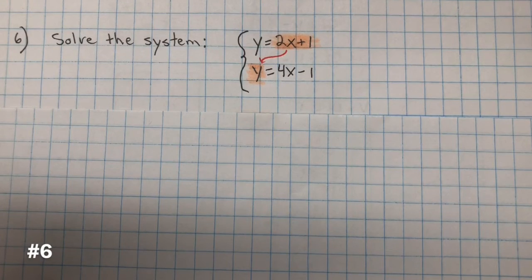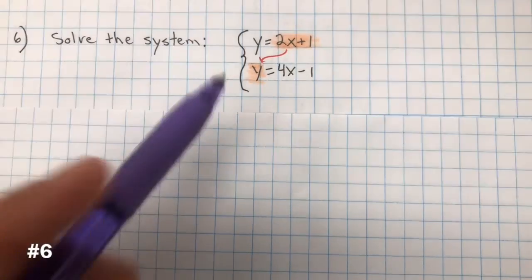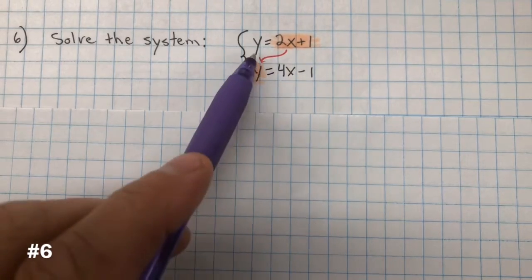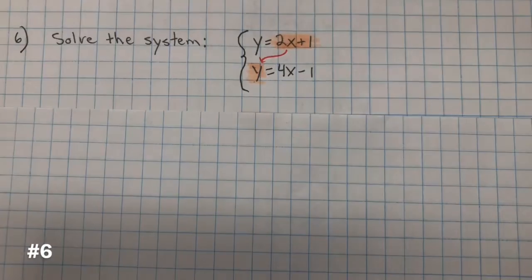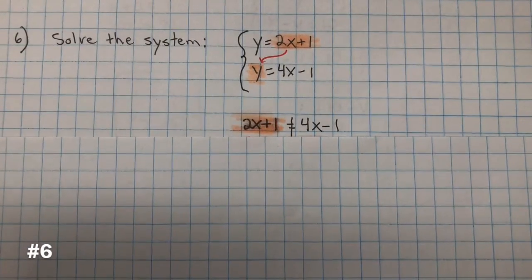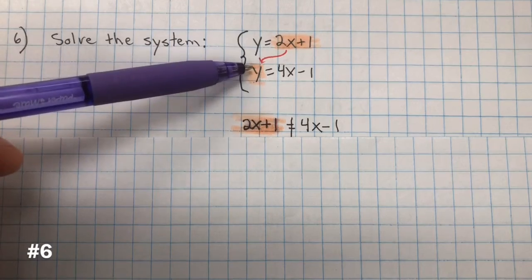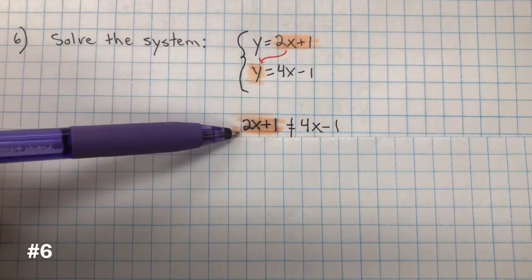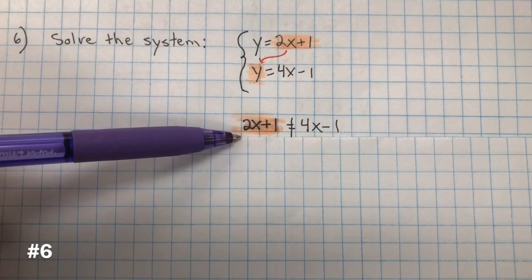For number 6, we need to solve the system, and I'm going to use the substitution method. If y equals 2x plus 1, then I can substitute it into the second equation for y. So here we have y equals 4x minus 1. Well, if y equals 2x plus 1, I can plug it into that equation. And now we're going to solve for x.